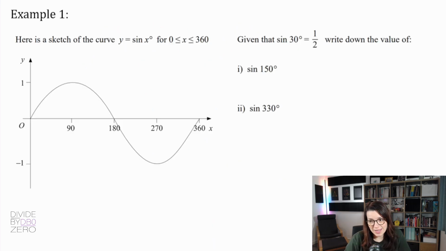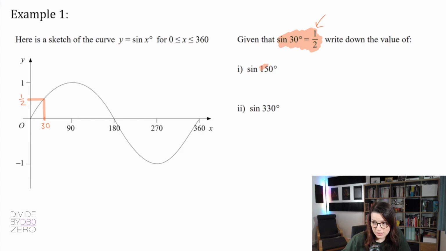Example 1, here is a sketch of the curve y equals sine x for 0 to 360. So this is just like the one we saw earlier. And then it says, given that sine 30 is equal to a half, write down the value of other sine values. Now, if we find 30 on this graph, it'd be about there. And if I draw a line up from 30 to the curve and then across, that looks to be about a half, as they said.